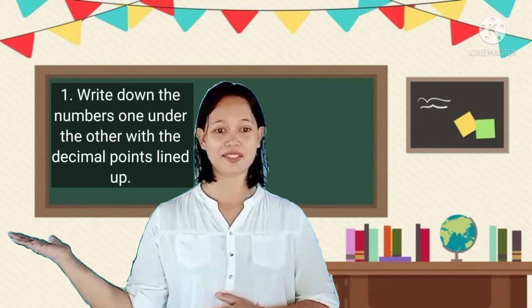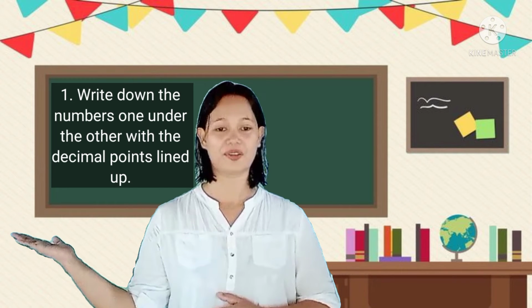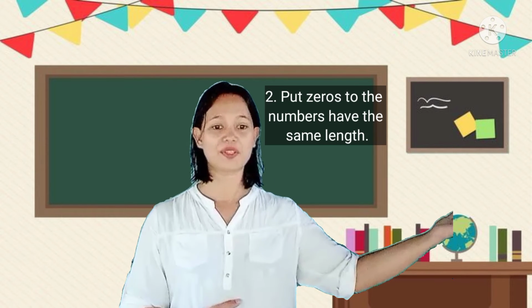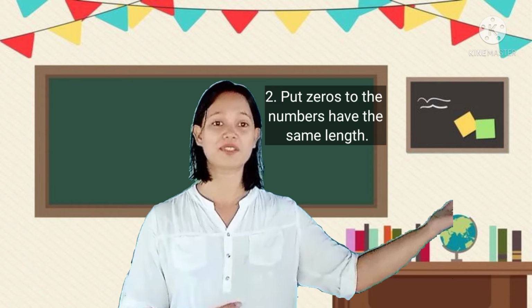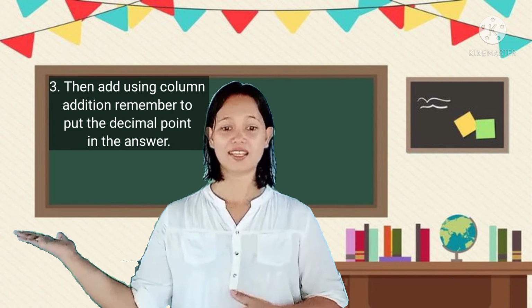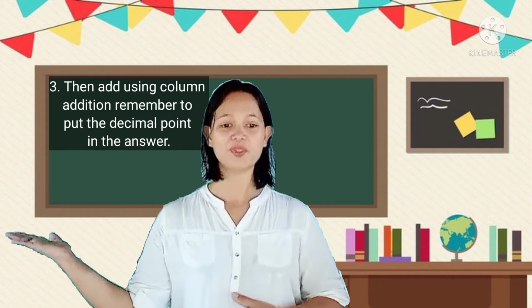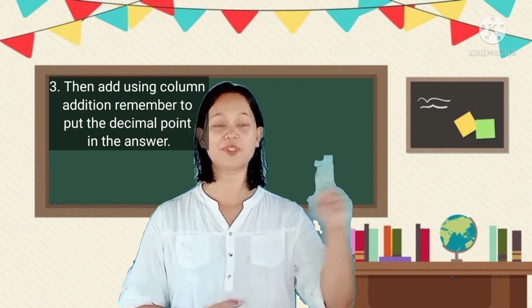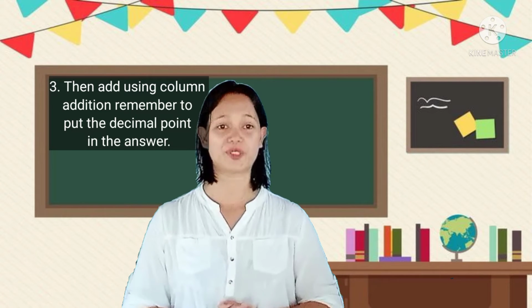Children, this is how we add numbers with decimal points. Write down the numbers one under the other with the decimal points lined up. Put in zeros so that the numbers have the same length. And lastly, add using column addition. Remember, children, to put the decimal point in the answer.